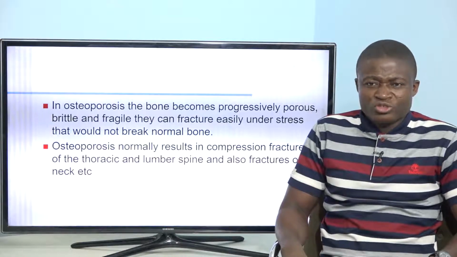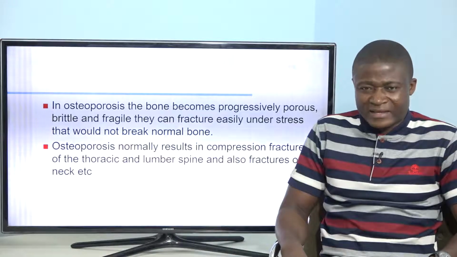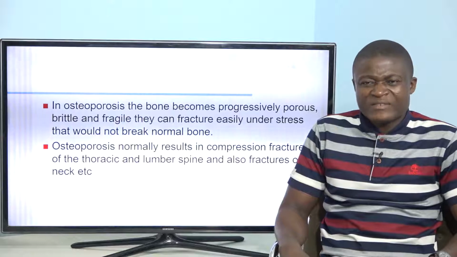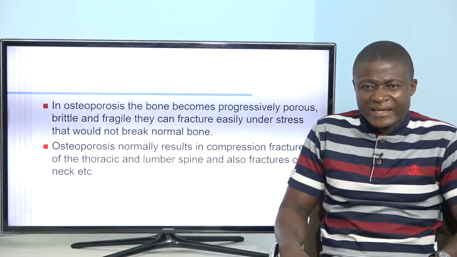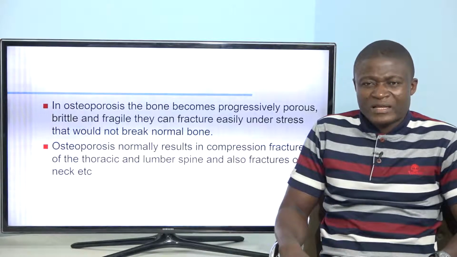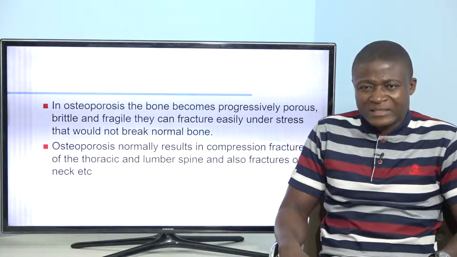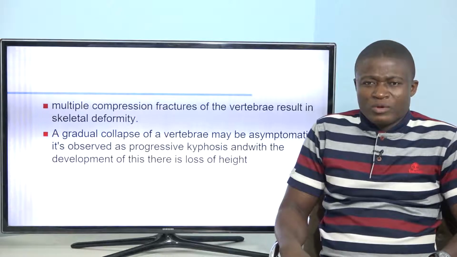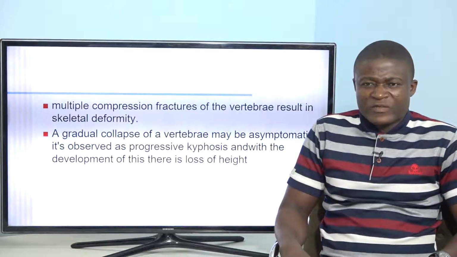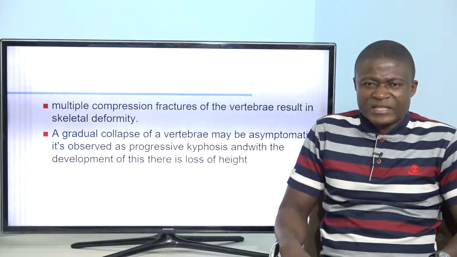Osteoporosis normally results in compression fractures of the thoracic and lumbar spine, and also fractures of the neck. So because of osteoporosis, people can easily develop fractures of the neck, fractures of the spine, as well as fractures of the thorax, that is talking about the ribs. Multiple compression fractures of the vertebrae result in skeletal deformity.